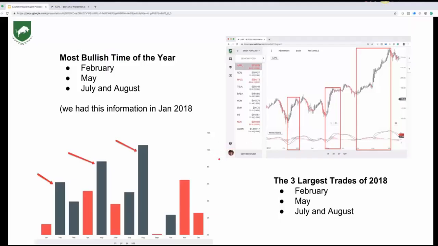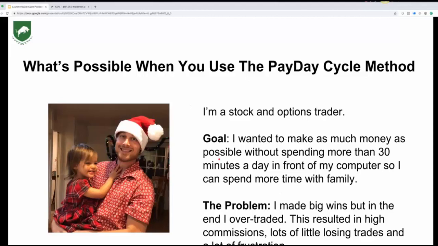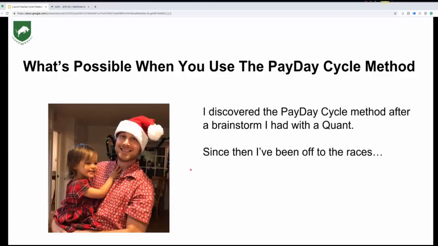Pretty cool stuff, right? So this is me, the person on the other end of the mic, wearing my funny Santa hat, and my daughter Jules. I'm a stock and options trader. One of my big goals when I started trading was to make as much money as I could without spending more than 30 minutes a day in front of my computer, so I could spend time with friends and family. One of my problems when I was first starting was that I made a lot of really big wins, but then I ended up over trading. This resulted in high commissions and a lot of really small losing trades, which created some frustration.